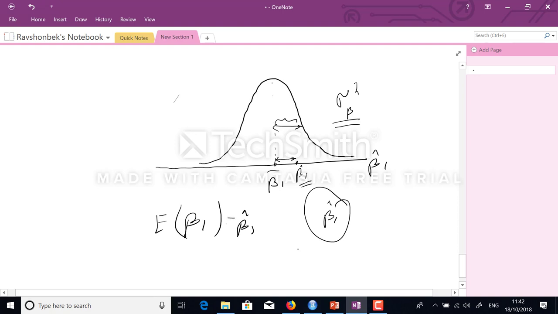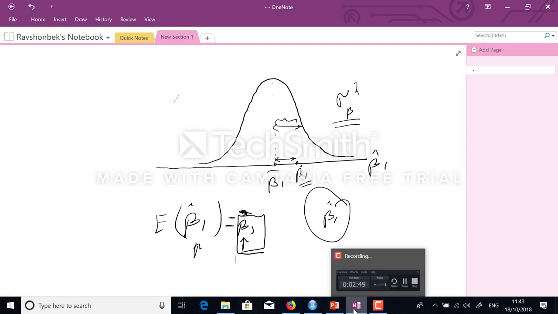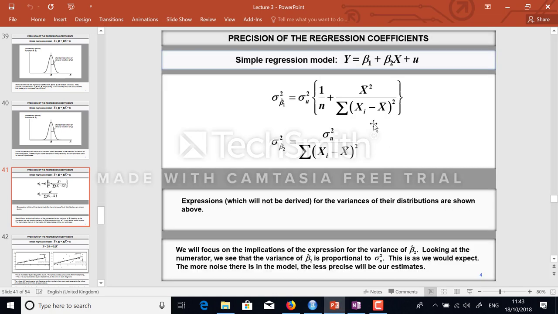So it's the same variation. This is the true beta, and this is the estimator. We are estimating the average of the beta 1 hats to see if they are equal to the true beta. The same goes for the variation as well. In other words, when I say variation, I'm referring to standard deviation here, or variance, which is the square of standard deviation. If everyone is okay with that, here is the formula.